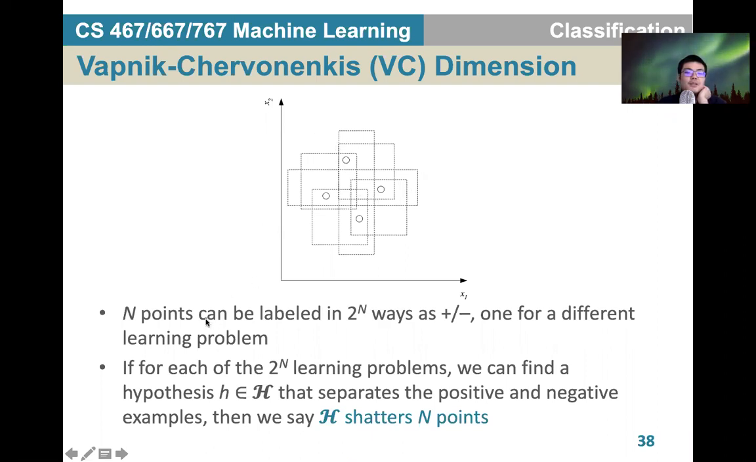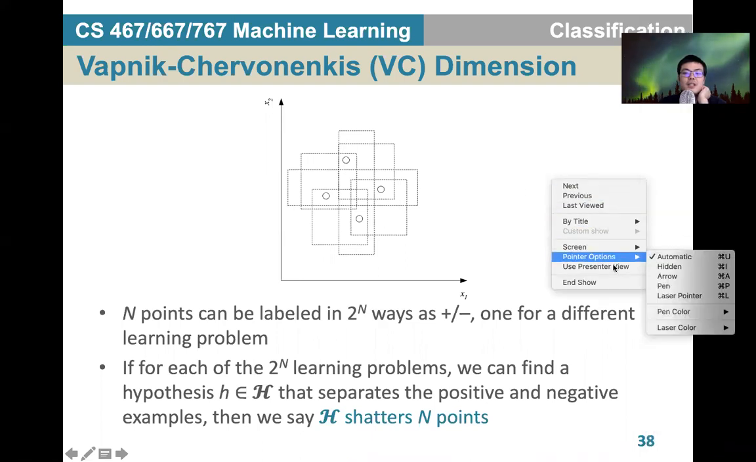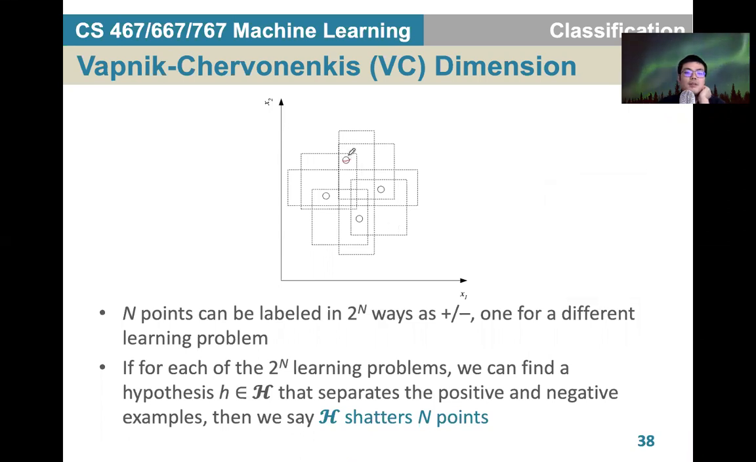Very small shifting. Then in that case, you can show that you can always shatter the points if you use a rectangle, if the number of points is 4, okay? But if you have plus, plus here, and you have minus, minus here, right? So this rectangle is the valid one, okay? This rectangle.